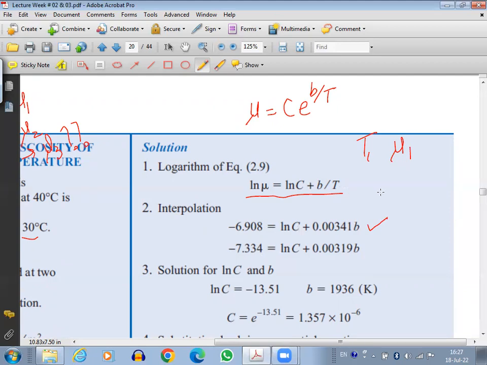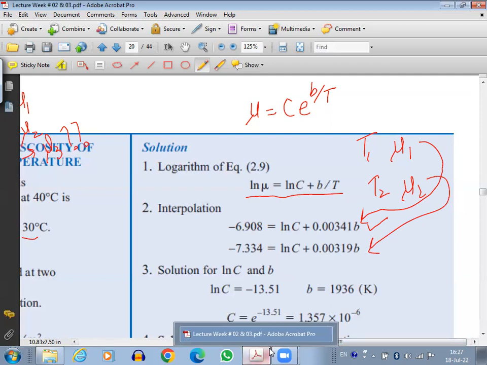Then I have T2 and mu 2. I will substitute again and I will get another equation where B and C are unknown, right? So by using T1 mu 1, I get this equation, and by using T2 mu 2, I will get this equation, right? So now I have two equations with two unknowns.